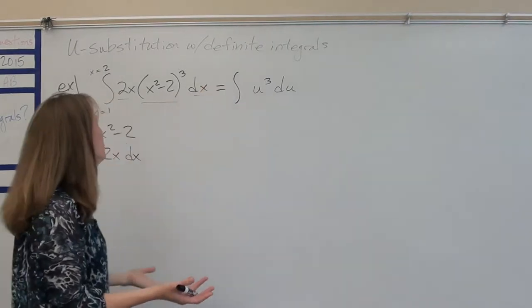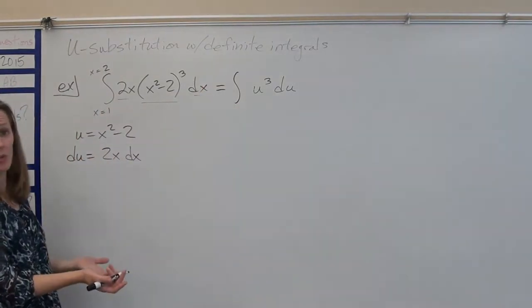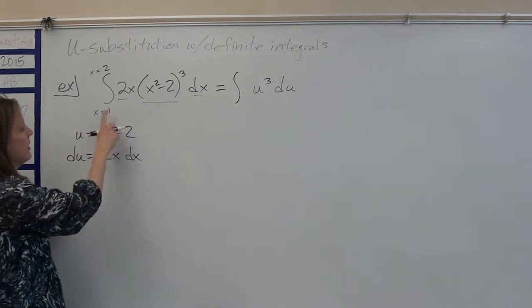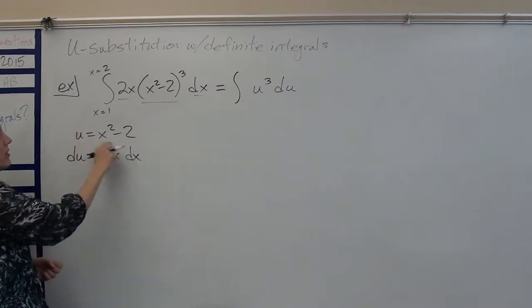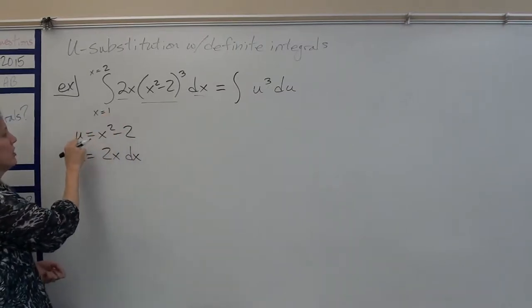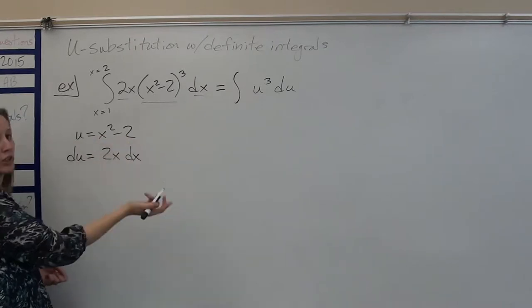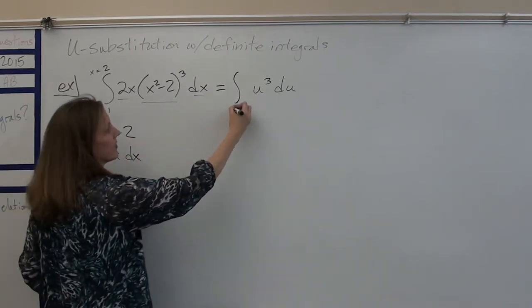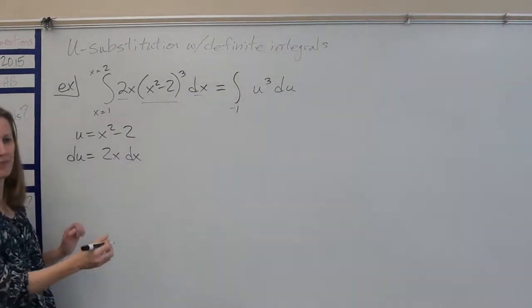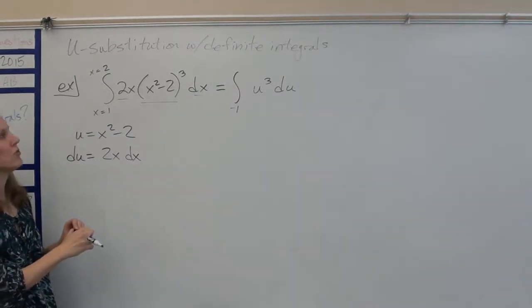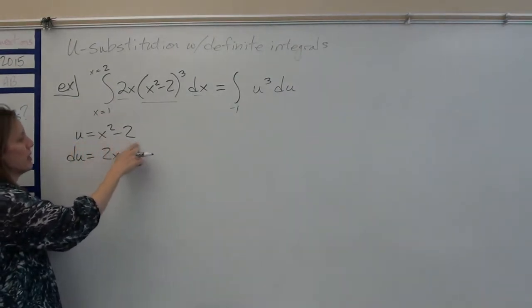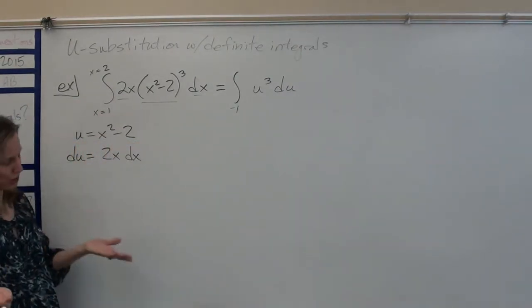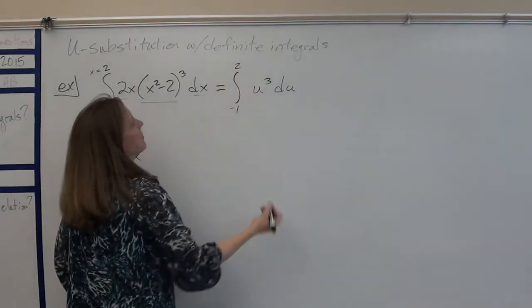So what do we have to do? Well, we've got to find u. If x is 1, how could I figure out what the equivalent u value would be? You plug it in right here. So if x is 1, u is 1 squared minus 2, or negative 1. For our upper limit, if x is 2, u is 2 squared minus 2, which is 2. It just happens to be the same.